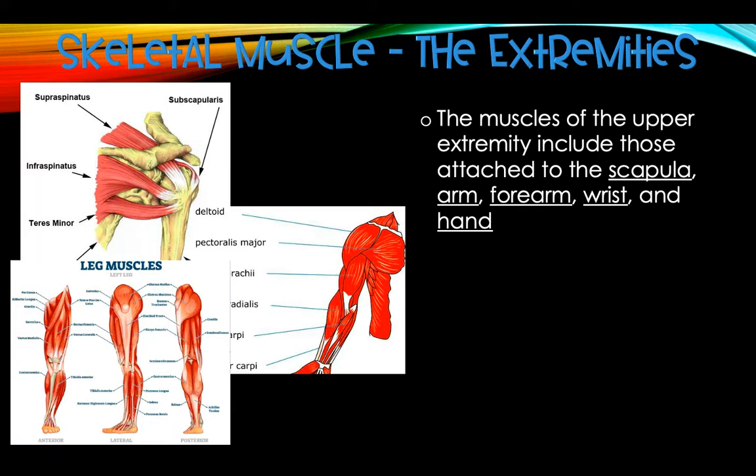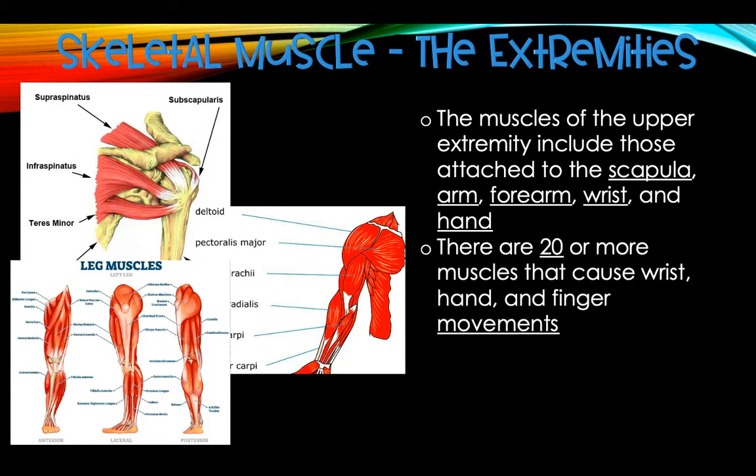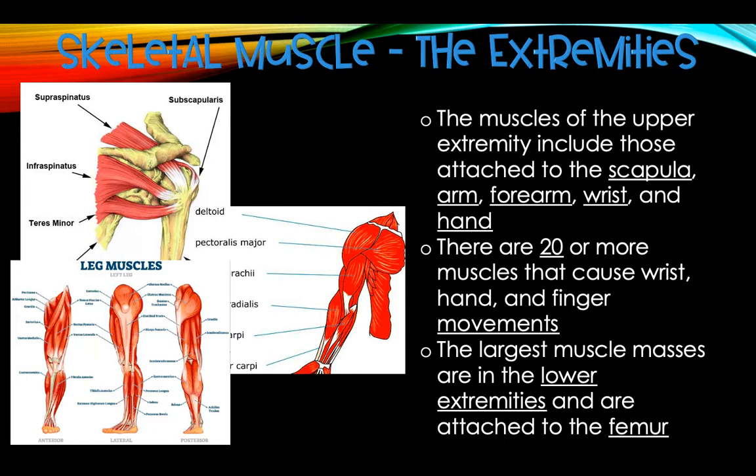So a ton of muscles make your arm move without you having to consciously think about it. In fact, there are 20 or more muscles that cause wrist, hand, and finger movements. So anytime you move your fingers, like if you spread your fingers wide and you feel it, you can kind of see the muscles at work. It's really cool.